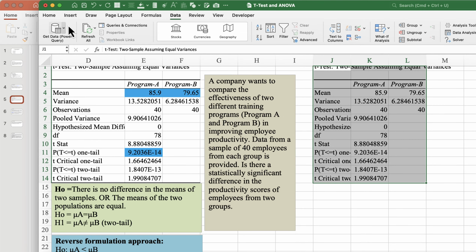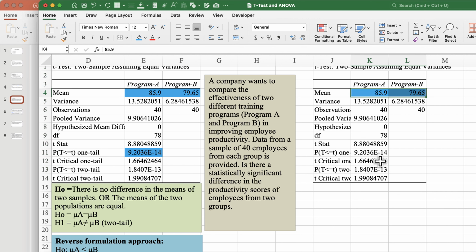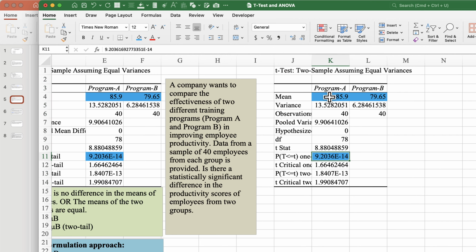Now there are many things that are important, but the most important things are these. The first one is the mean, and the second one is this p-value. The mean of program A is 85.9 and the mean of program B is 79.65, which means the mean of program A is higher than the mean of program B. And the second thing is that our p-value is very small. We had decided that if the p-value is less than 5%, the null hypothesis would be rejected.